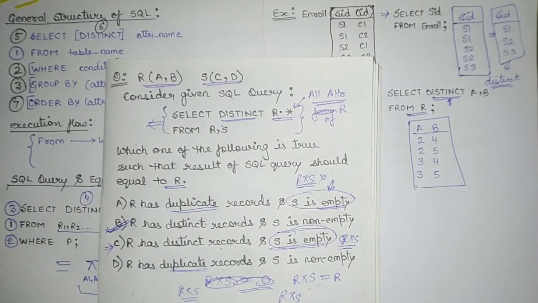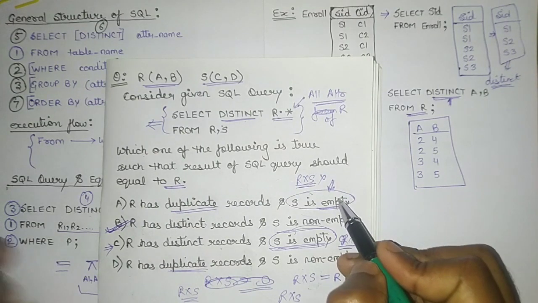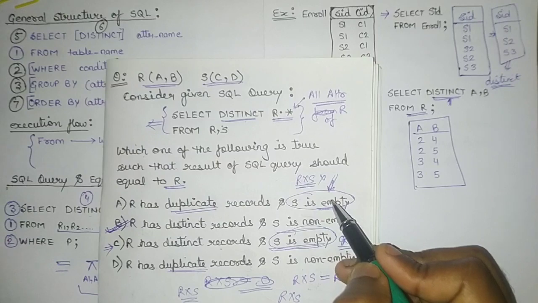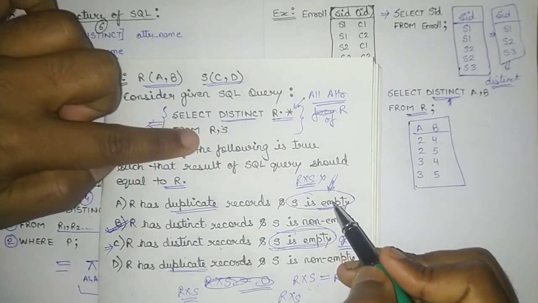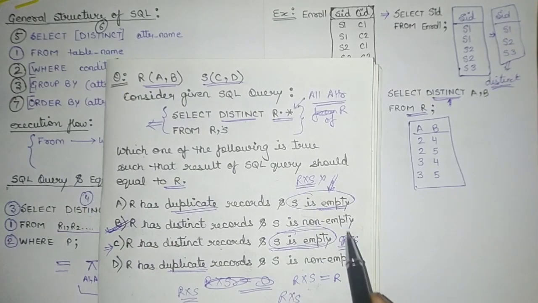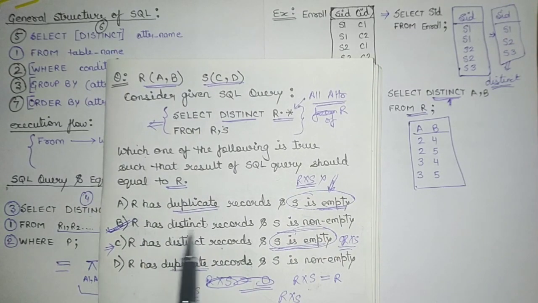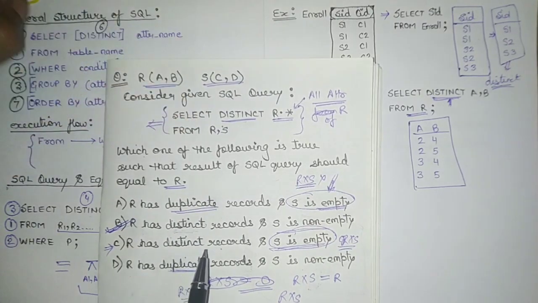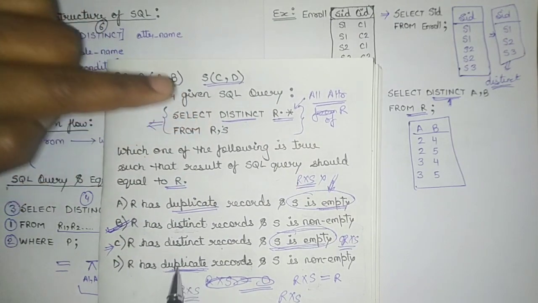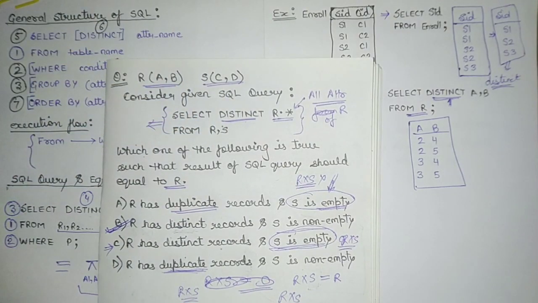In case you got somewhat confused, make sure you remember one thing: if either relation is empty, the R cross product S is not possible, so the FROM clause is not possible if any one relation is empty. If it is non-empty, then we have to check for this particular property. Here we are having distinct, and here also we are getting distinct. That means it is satisfying. Here we are getting duplicates, but there we are getting distinct, which means it is not the same. Therefore B is the right answer.